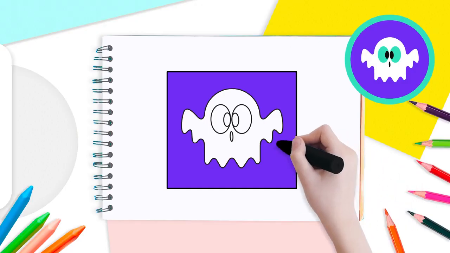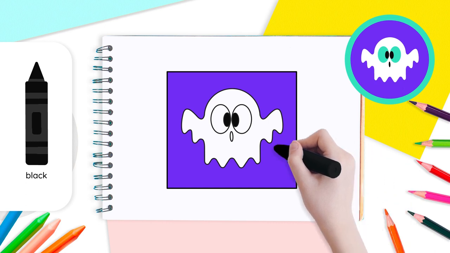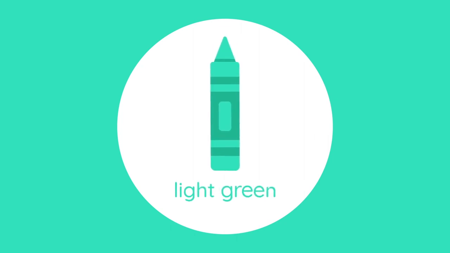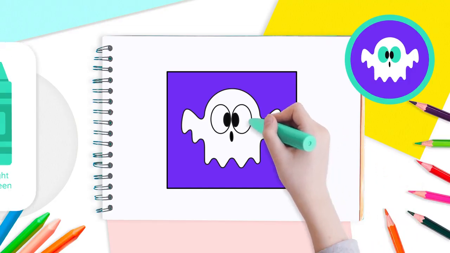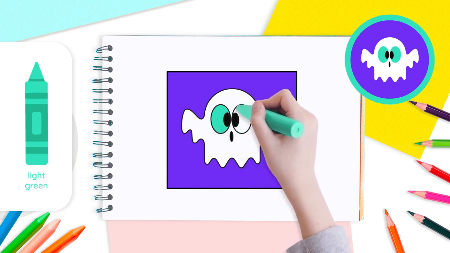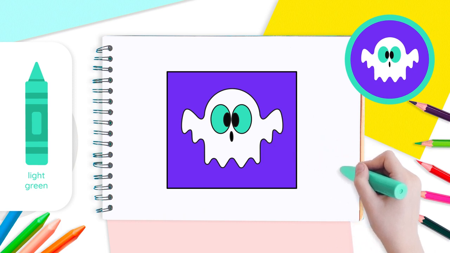Now take your black crayon and color the two little ovals inside the eyes. With that same crayon, shade the mouth. Time to take your light green crayon to color the eyes. Make sure to color the big ovals around the little ovals we just colored with black crayon. Well done, everyone! By coloring the eyes green, it makes our ghost look a little scarier, don't you think?